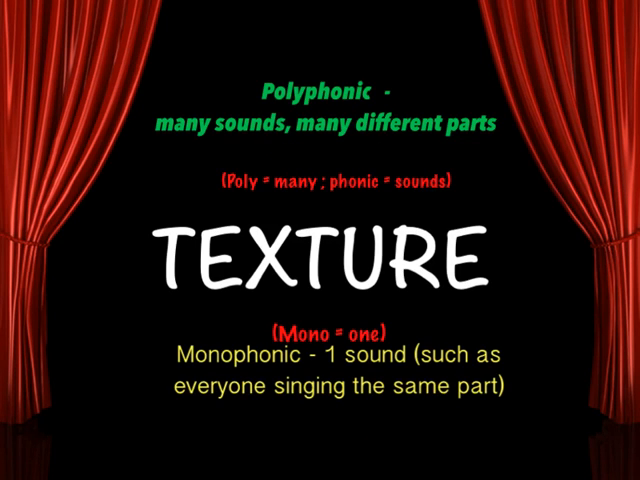The texture can also be described as being polyphonic, or monophonic. Polyphonic, poly means many, phonic means sounds. So polyphonic means many sounds or many different parts being played. Monophonic, where mono means one, phonic is still sounds, so one sound. It means one sound, such as everyone singing the same part, like in a unison.